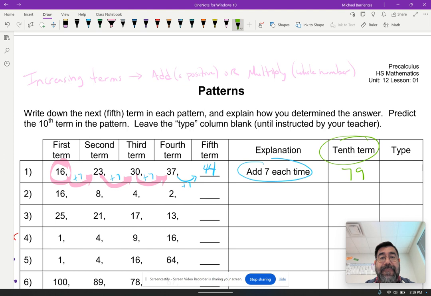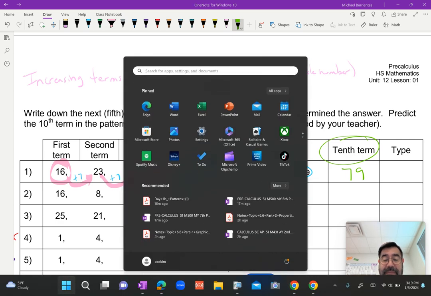How do we figure that out? Because this is a sequence. A sequence is an ordered list of values or terms that have a pattern, and the pattern that we said is happening is we're adding 7 every time. And so we added until we got to the 10th term.